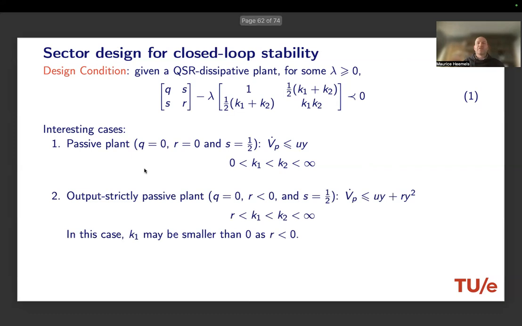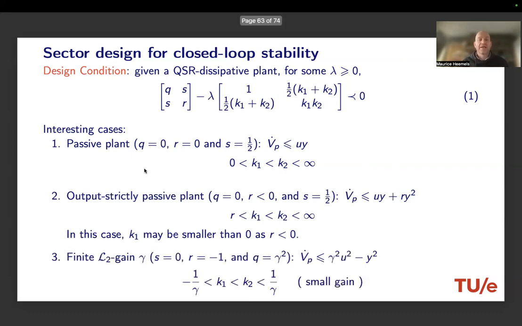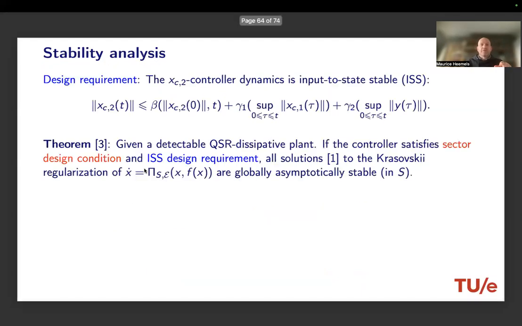Right, so the same applies if you have an output strict plant, a finite L2 gain, right? So if you know that the plant has a finite L2 gain of gamma, then if I choose the K1 and the K2 like this, so the sector, which I can just induce because I'm the designer of the controller, between -1 over gamma and 1 over gamma, then in principle I know whatever the controller dynamics is, the closed loop is stable.